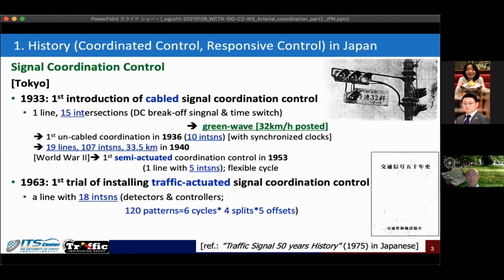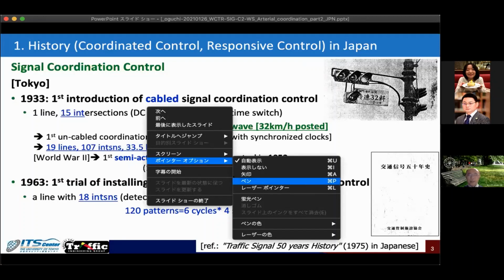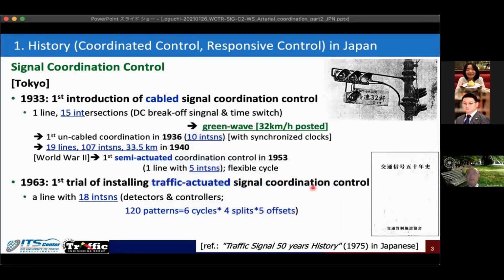Okay, firstly, for today's talk, I tried to read and check one history book. This is my first time checking the details of this book, the so-called Traffic Signal 50-year history. And I was very surprised that the first introduction of signal coordination control in Japan was in Tokyo, in 1933. And the concept is very simple: put a signboard at the traffic signal with 32 kilometers per hour, to announce to the drivers to keep this speed level. Then the driver can catch the next green.